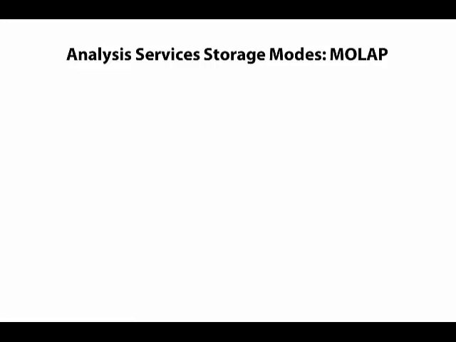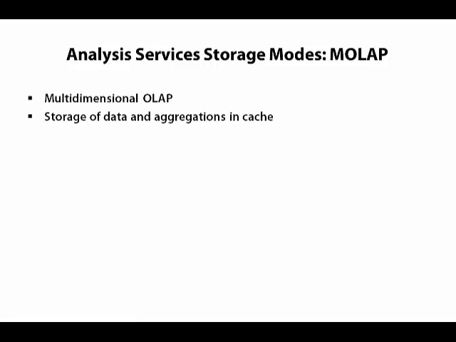First, we have MOLAP. MOLAP stands for multidimensional OLAP, and it's the default storage method, and it's the one that's generally recommended. It provides the fastest query performance, and it provides the best compression of data. With MOLAP storage, we have both data and aggregations in something called the MOLAP cache. Let's take a look at how that works.